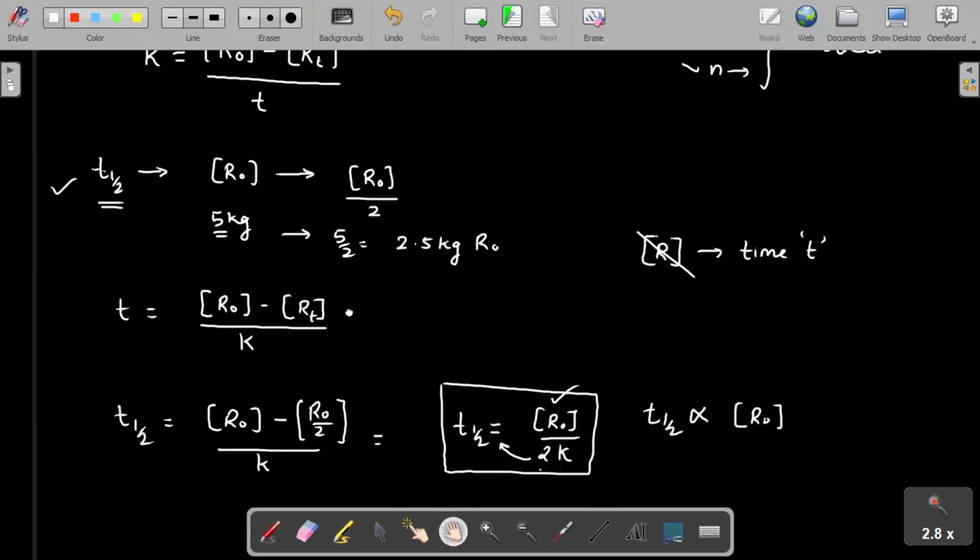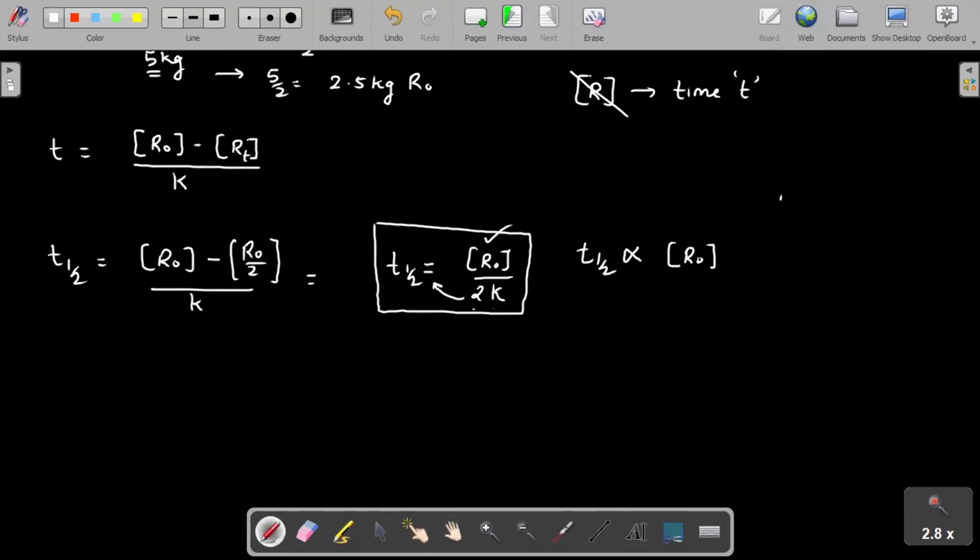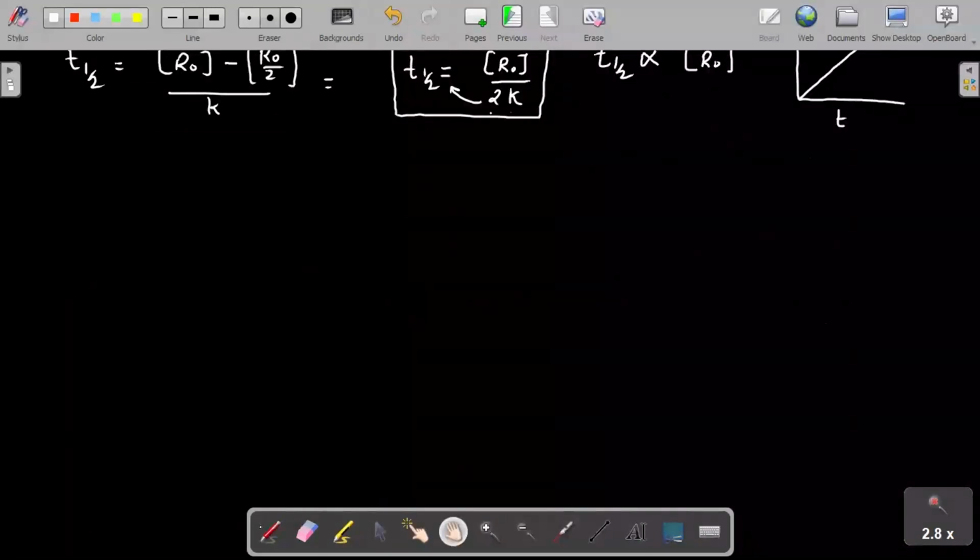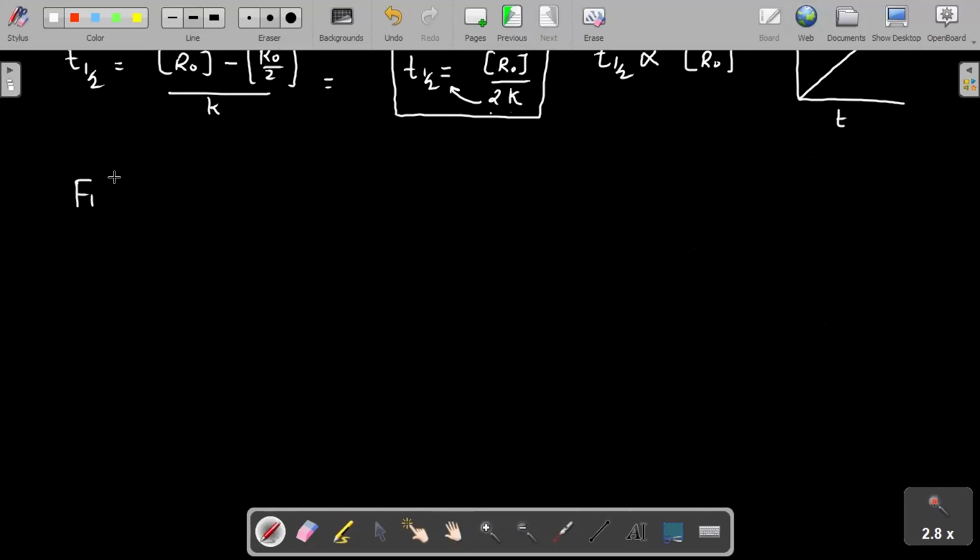If I get a graph of t half versus concentration of reactant, I will get a straight line. The more the value of R naught, the more will be the value of t half. So there is a direct relation, and for a direct relation, we get a straight line. Now let us understand the first order reaction, how the first order reaction proceeds.